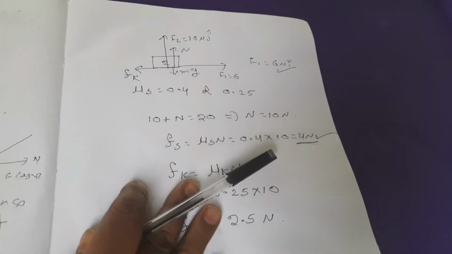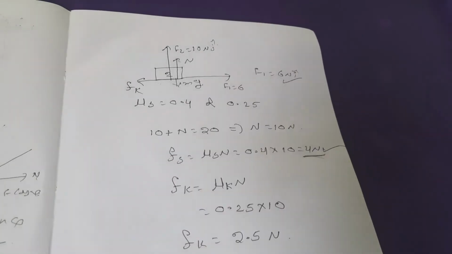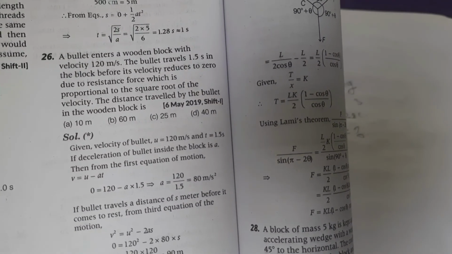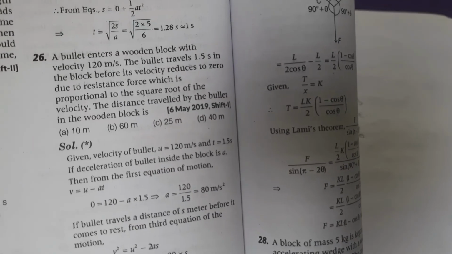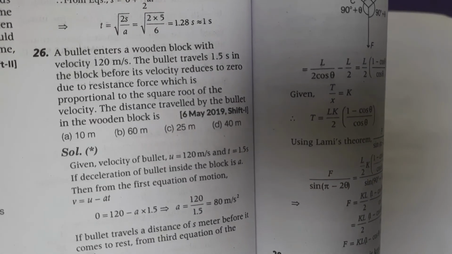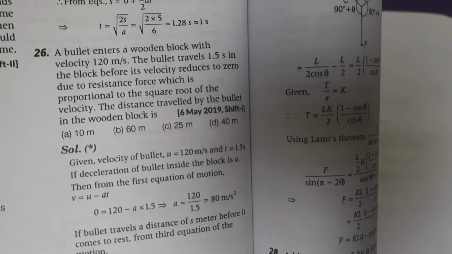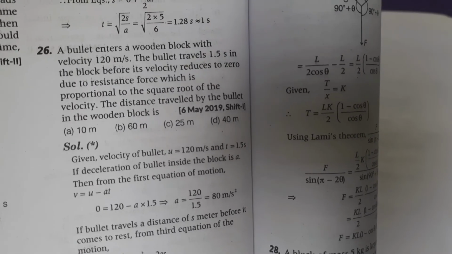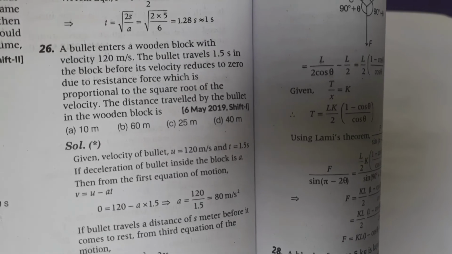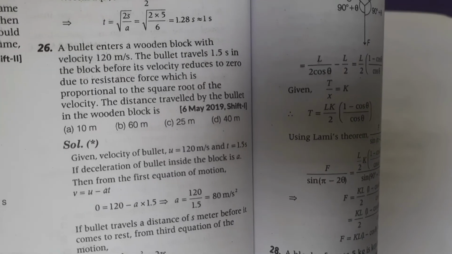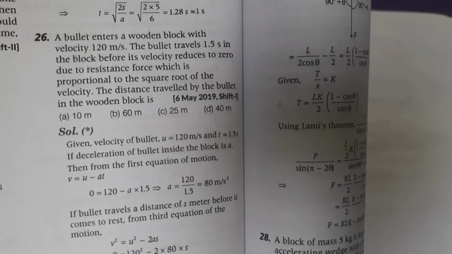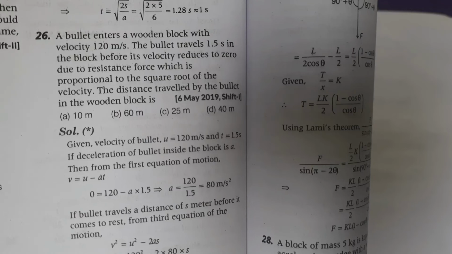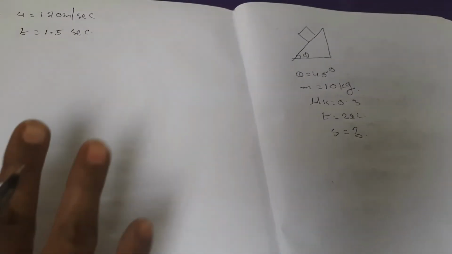This is about one more problem they have given. See this, our next question is a very simple question, though it looks like a very big question. A bullet enters a wooden block with velocity how much? 120 meters per second. The bullet travels how much time? 1.5 seconds in the block before its velocity reduces to 0. So clearly the final velocity is 0. But the question is, the distance traveled by the bullet is.